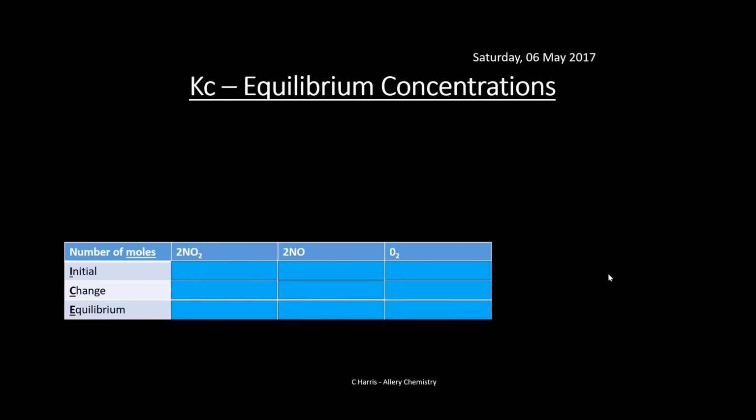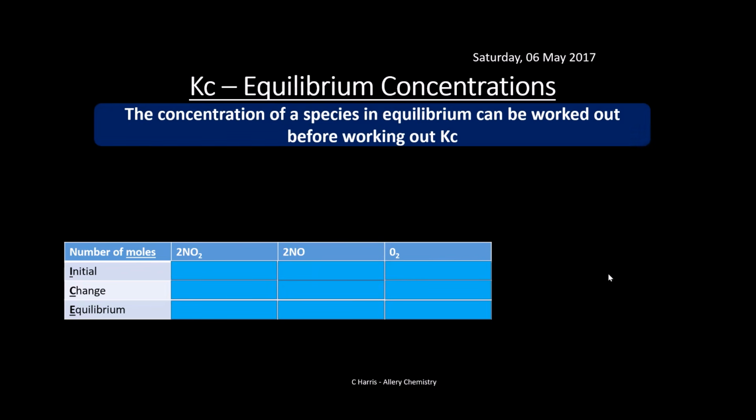Now this bit's a little bit tricky. In fact, this is really tough, so you've really got to try and get your head around this one. This is where the concentration of a species at equilibrium can be worked out before working out Kc. Okay, so let's have a look at these ones.